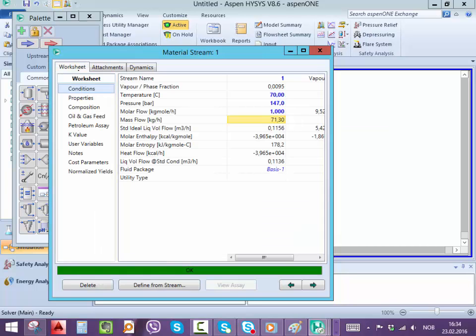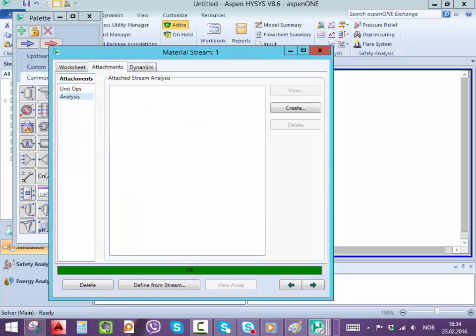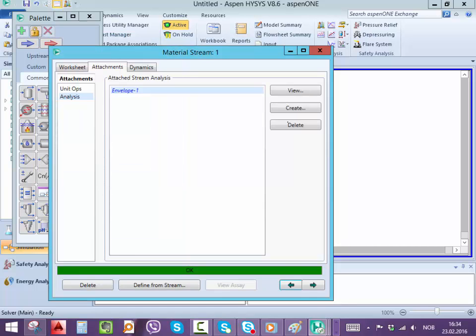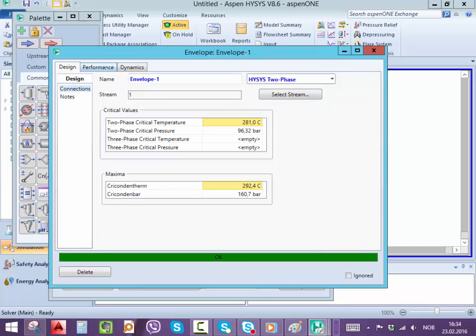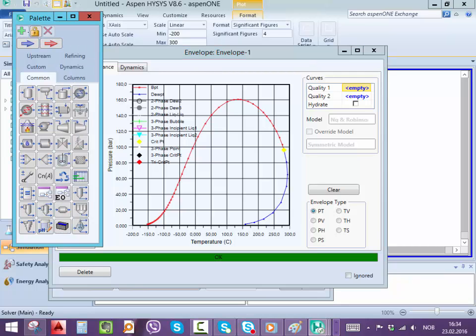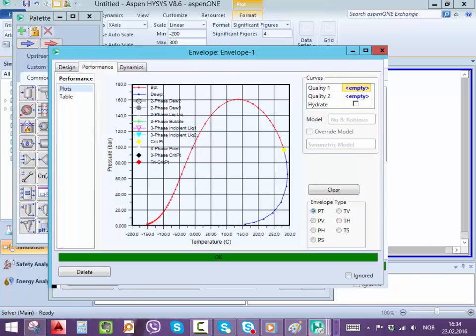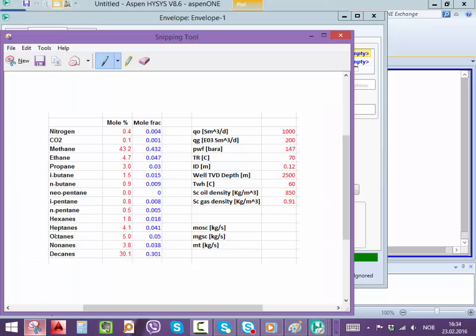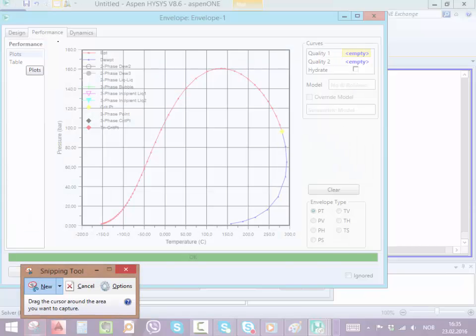Create, so I go to the upper tab, attachments, analysis, create, and here I create envelope, add. After I have created the envelope, I can actually view the envelope and see how it looks. And in performance, that's the envelope of my fluid. I'm going to take a snapshot to put it in the notes. If it works, maybe it doesn't work again.